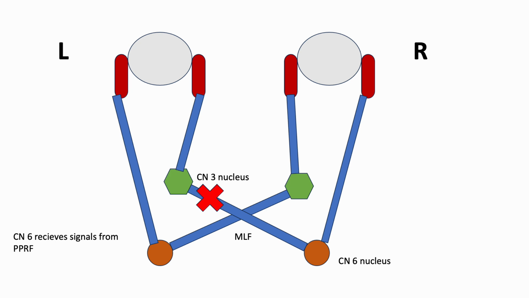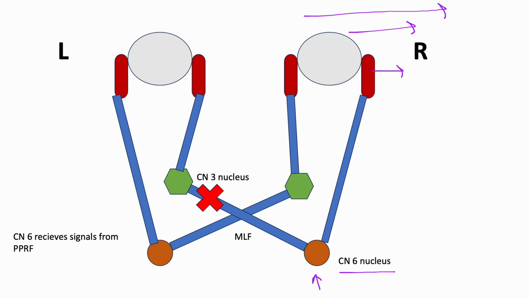Now let's repeat the same steps that we discussed for the normal eye. Now PPRF is going to come here, stimulate this cranial nerve. Let's imagine we want to look towards the right. Now it's going to come here, stimulate the cranial nerve 6. Once it is stimulated, it's going to stimulate this lateral rectus, and this eye is going to look towards the right side. At the same time, it wants to stimulate the cranial nerve 3, but here it cannot because there is a lesion.